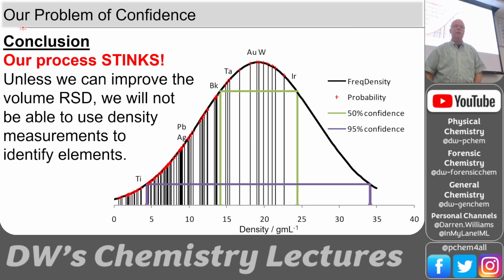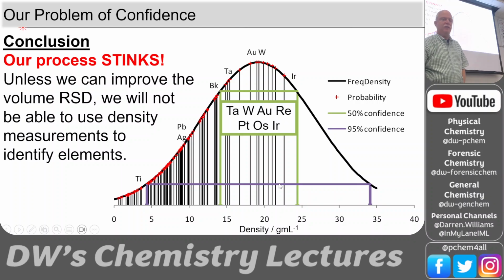So this is our conclusion. Our process stinks. This is the density that we measured, 19.3 plus or minus 7.6 as a standard deviation. And so our 50% confidence interval is this green, okay? That's our 50% confidence interval. And it contains all of these metals here. It could be tantalum, tungsten, gold, rhenium, platinum, osmium, or iridium.